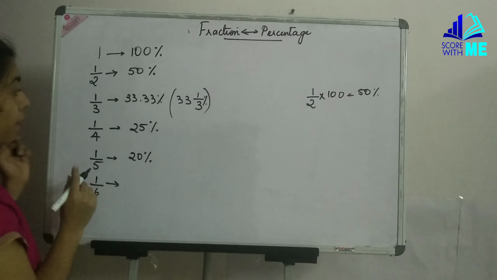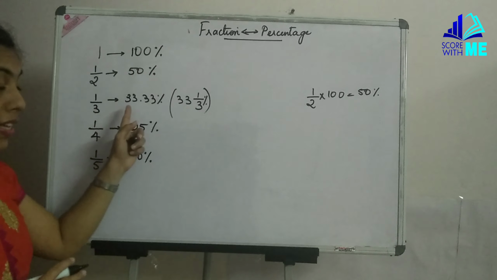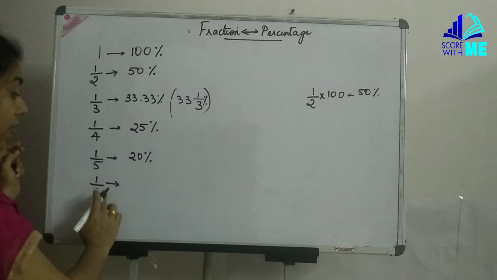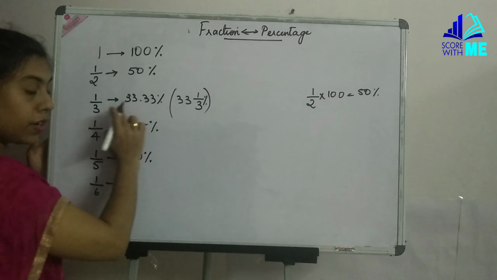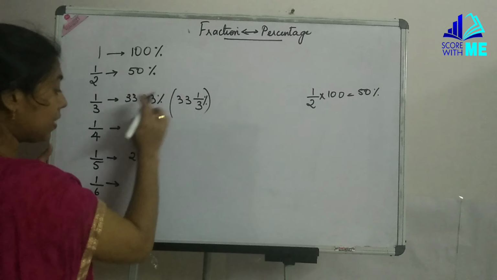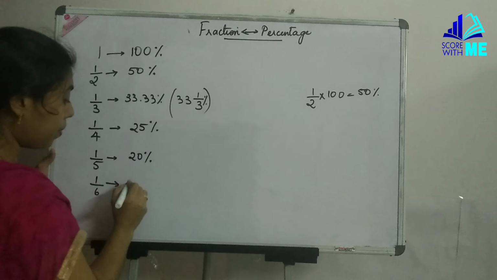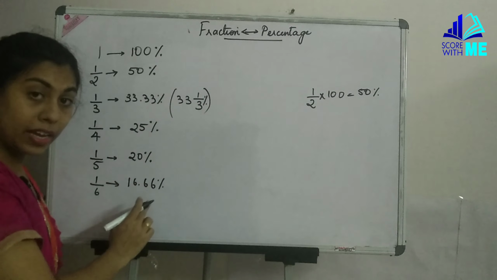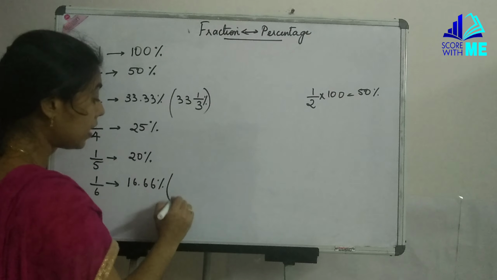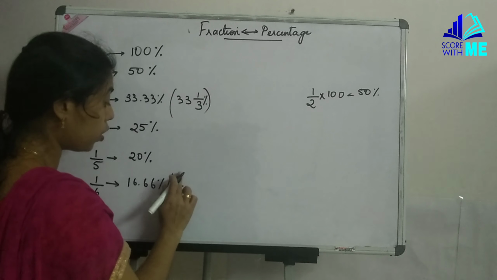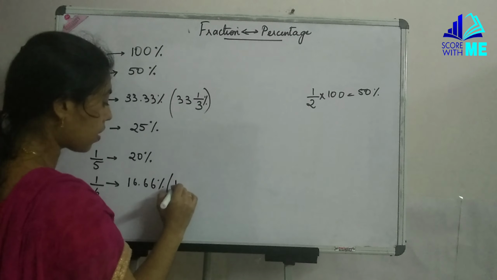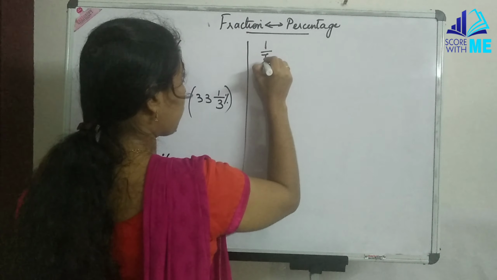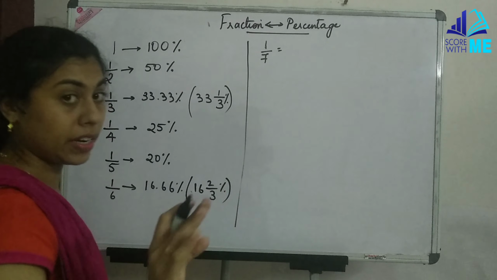1 by 6. We already know that 1 by 3 is 33.33, and 1 by 3 divided by 2 will give us 1 by 6. So just divide this by 2, and you will be getting 16.66%. This again goes like 0.666, so its fractional equivalent is going to be 16 2 by 3%.